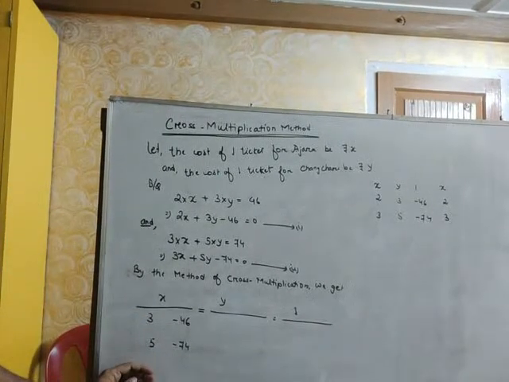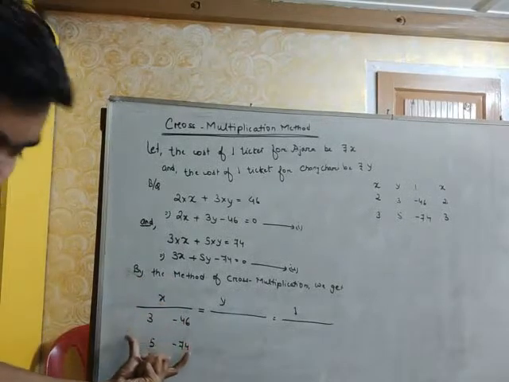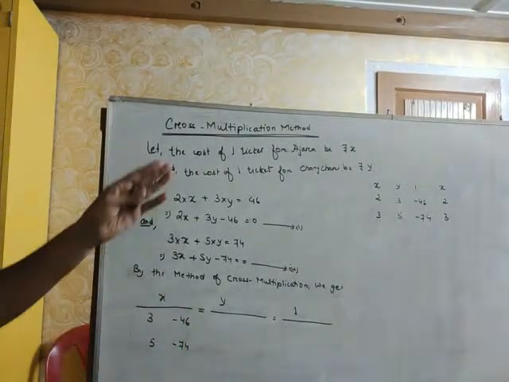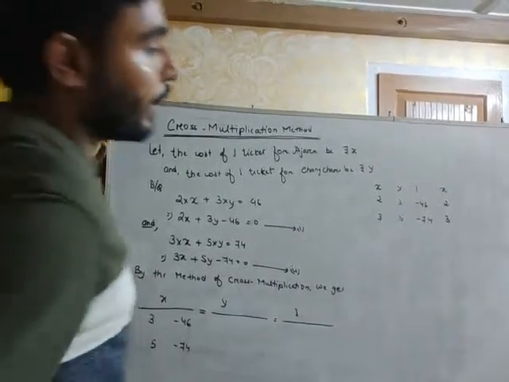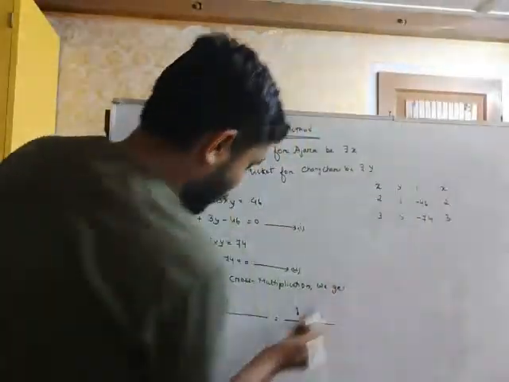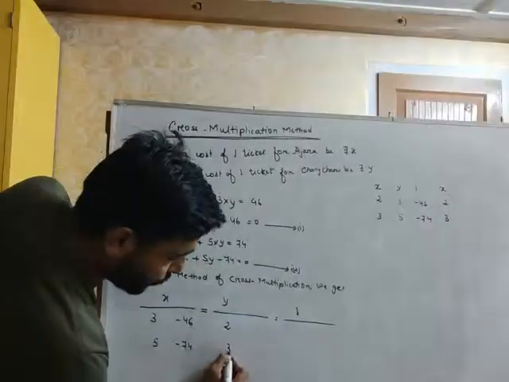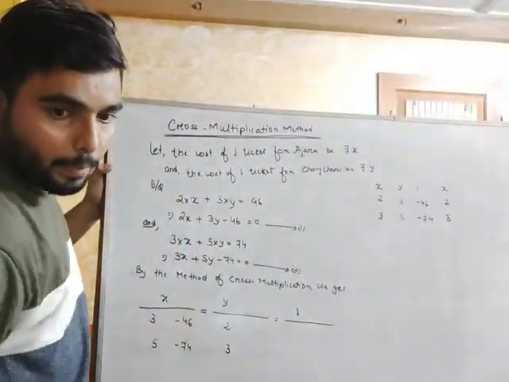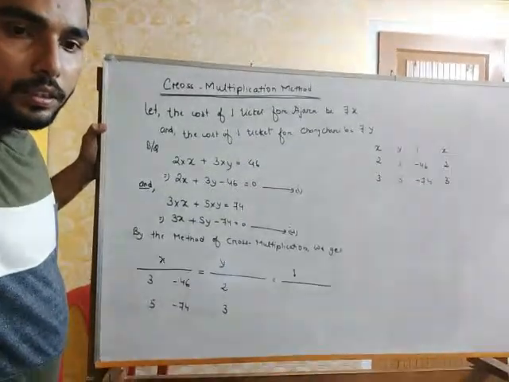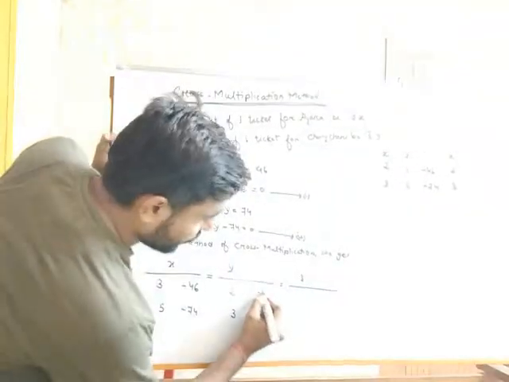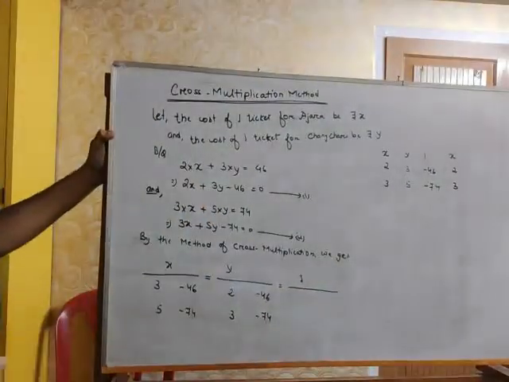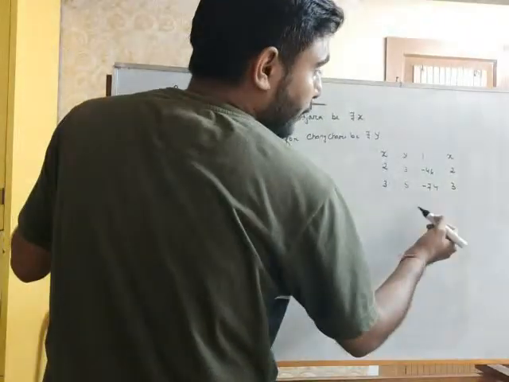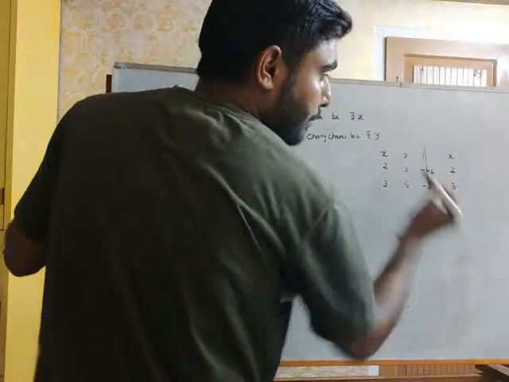Are you getting it? For x, when you make the ratio for x, don't write the coefficients of x. For x, x will be omitted. Okay, for y, what will be omitted? y will be omitted. So coefficient of x, 2 and 3, you wrote 2 and 3, and then constant term, minus 46 and minus 74.